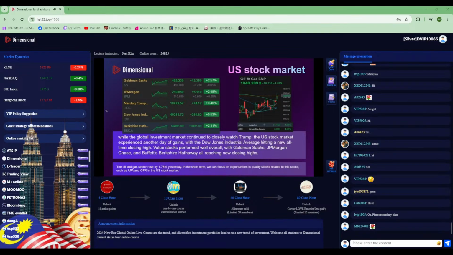Value stocks performed well overall, with Goldman Sachs, JP Morgan Chase, and Buffett's Berkshire Hathaway all reaching new closing highs. Now, the S&P 500 index went up by 0.28%, and Nasdaq went up by 0.4%. Dow Jones Industrial Average went up by 0.53%.